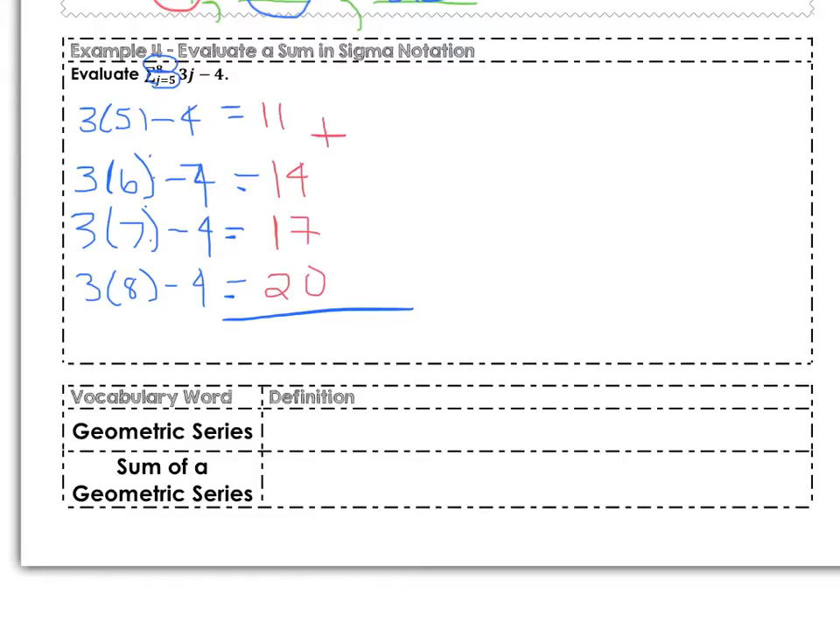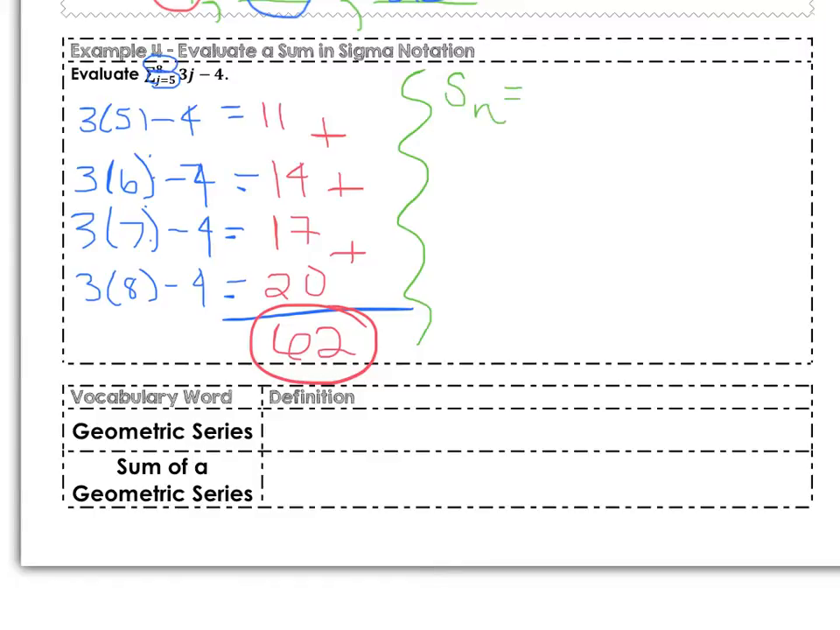I'm going to add up all these terms because we're going to find the summation, and sum means add. 11 plus 14 plus 17 plus 20 gets me 62. Now this was a really easy method. When it starts to get bigger and more complicated, when there are more terms, it's going to take more time. So another way for us to approach this is by using our summation formula.